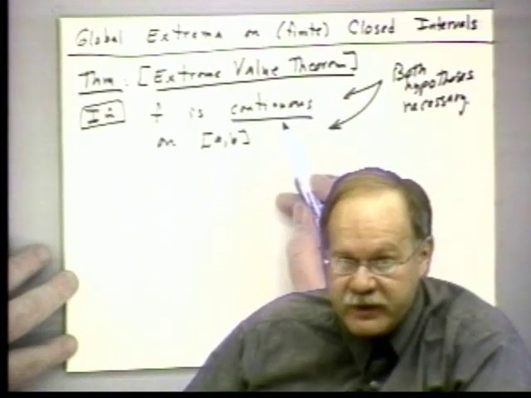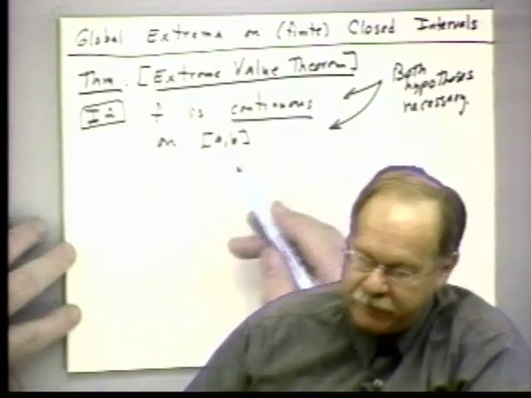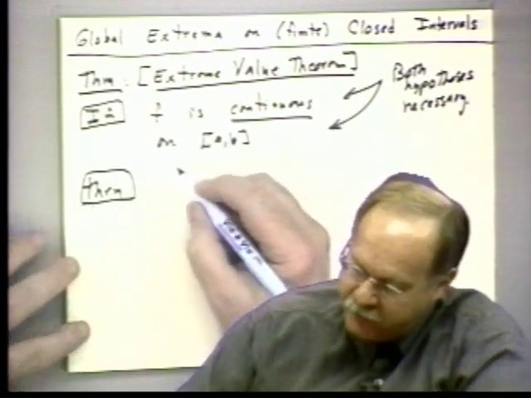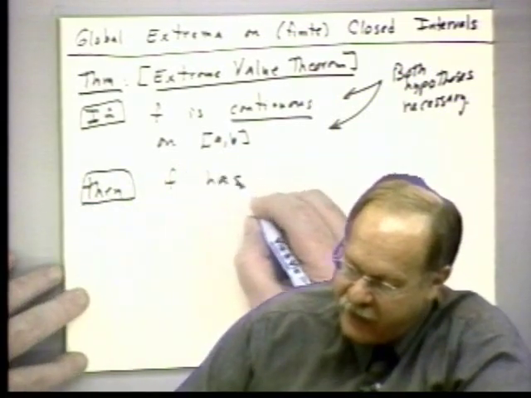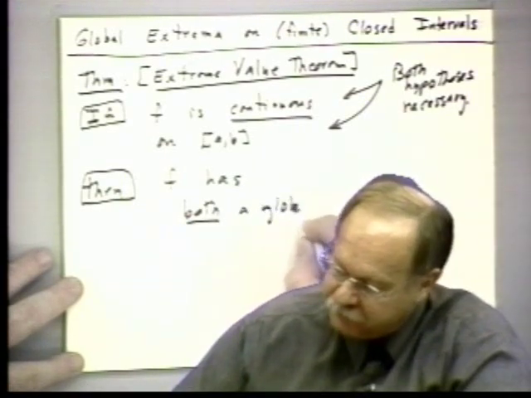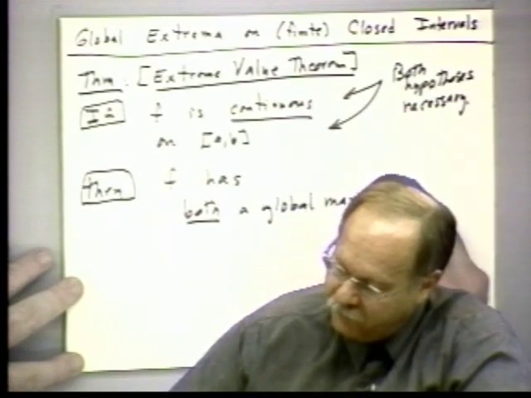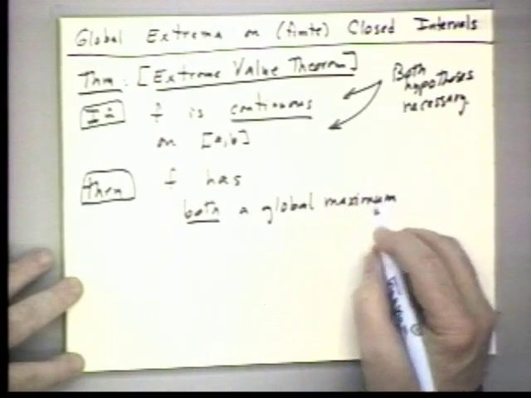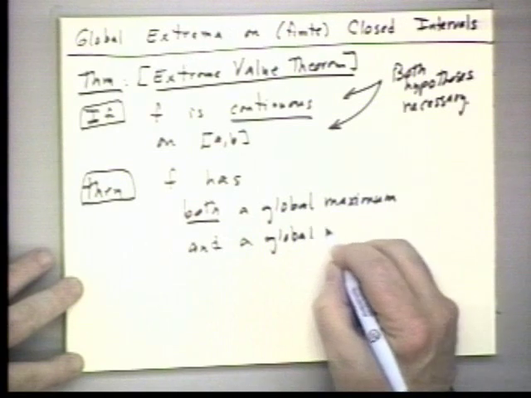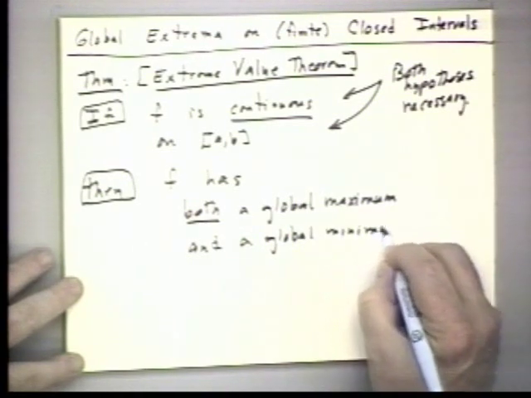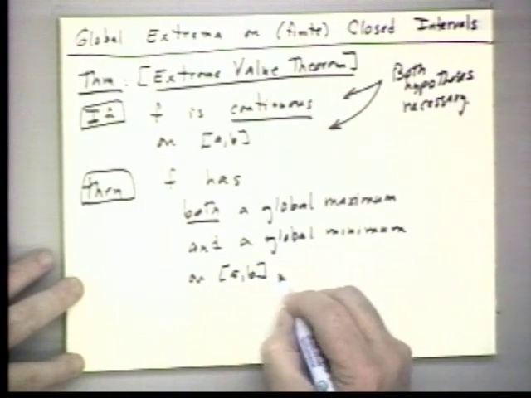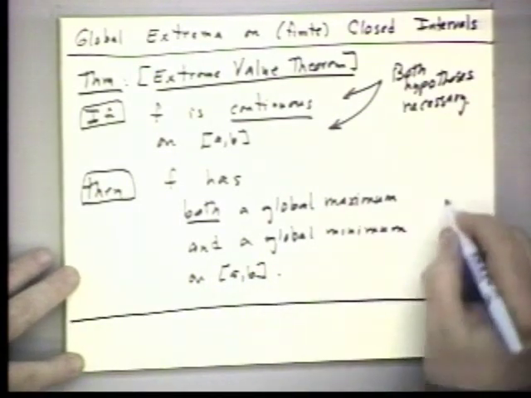You must have a continuous function on a closed interval. If you have that situation, which we often do, then f has both a global maximum, so it has an actual highest point on its curve, and a global minimum, an actual lowest point on its curve on that interval AB. This is guaranteed.